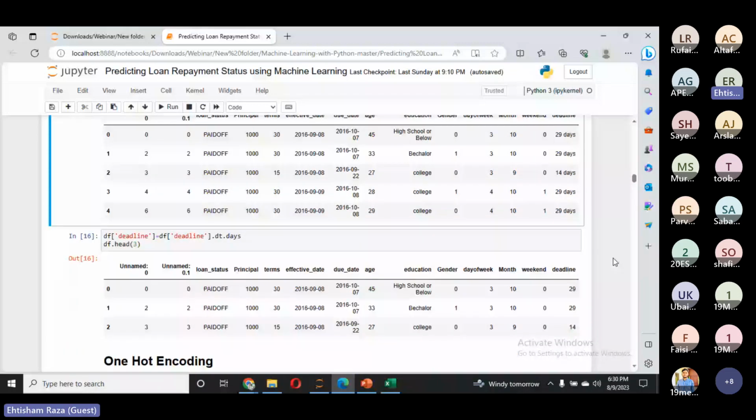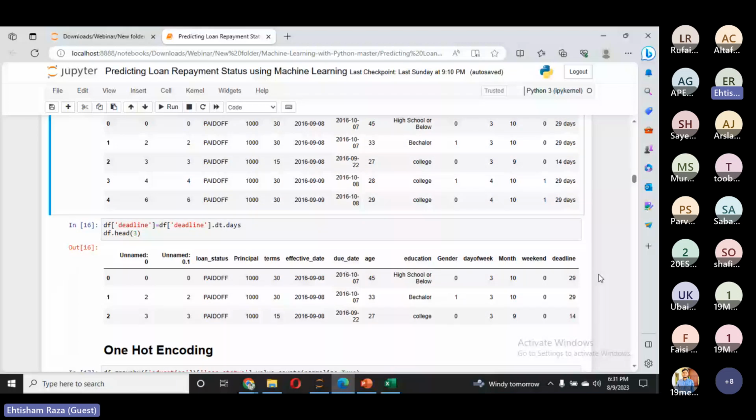So I'm going to say df deadline dot dt dot days. So I'm just taking out the number, I only need the numerical data set. As I go up, I am eliminating the textual data, making sure only the numerical data will be passed to my algorithm.